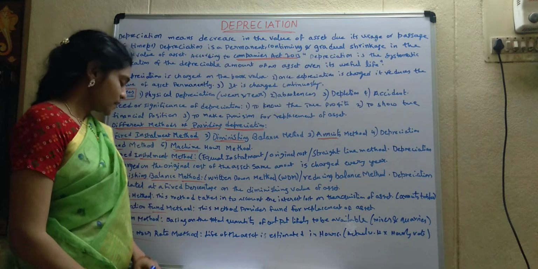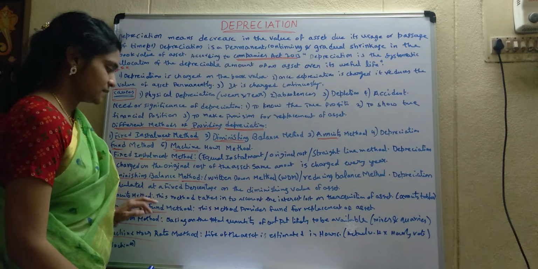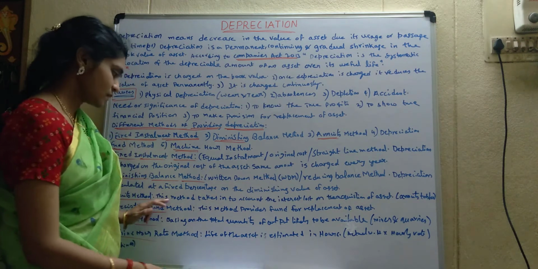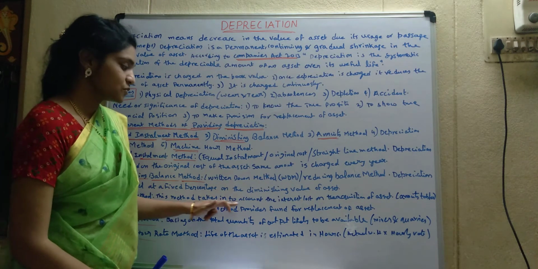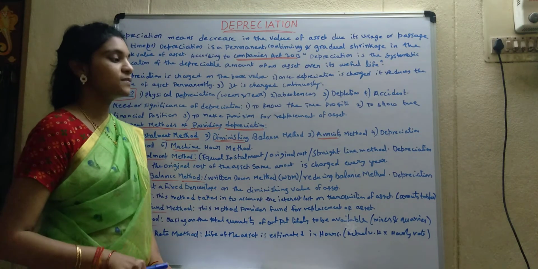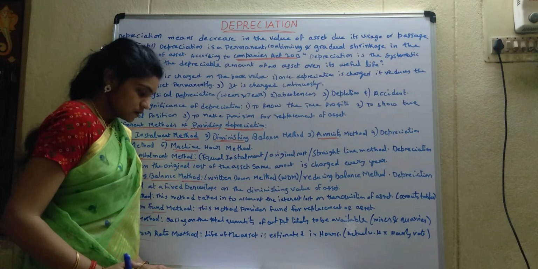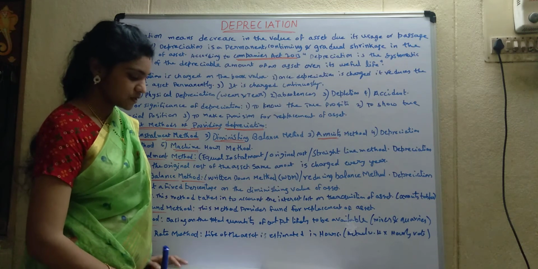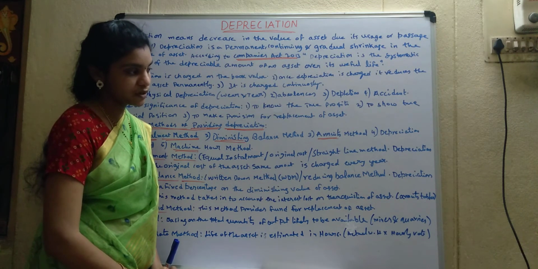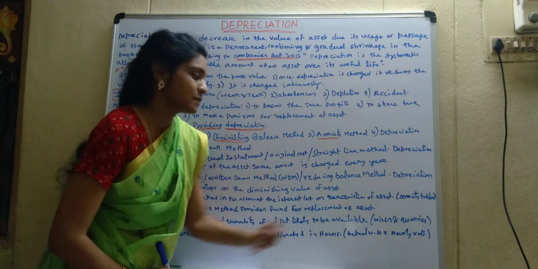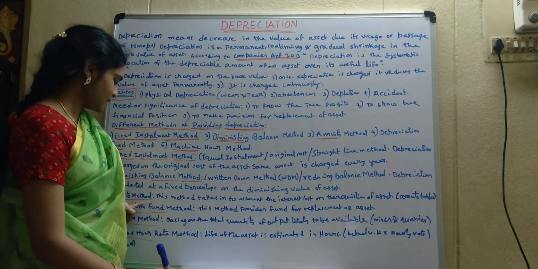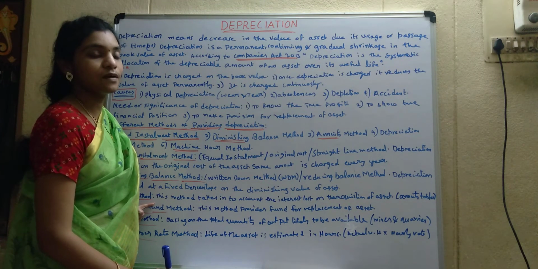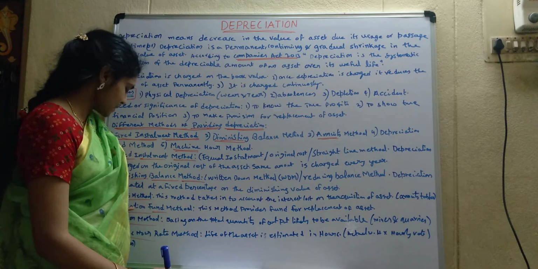And coming to the next method, annuity method. This method takes into account the interest lost on the acquisition of the asset. Interest is calculated on the book value of the asset. The amount of depreciation is to be charged based on the annuity tables. That's why this method is called the annuity method.